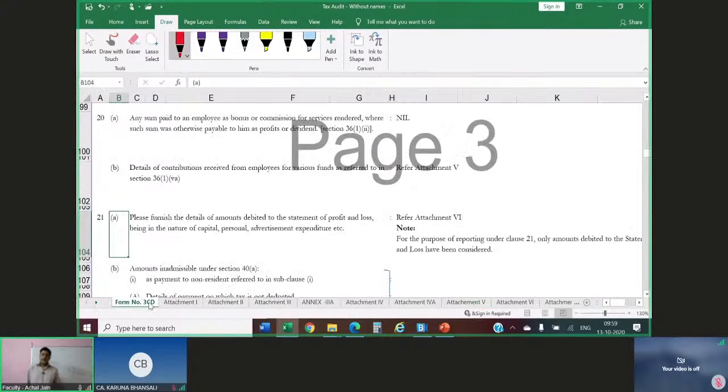So with this, we are done with clause number 20 also. We are still left with clause number 18, with which we'll continue our discussion on tax audit. So I think we have come to an end to our session. So what we can do is we can just now close our discussion.